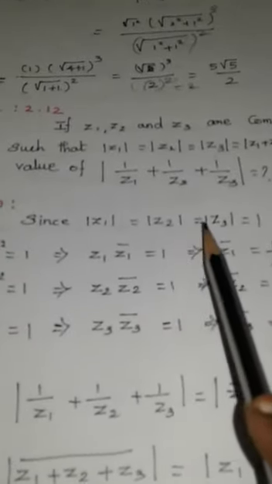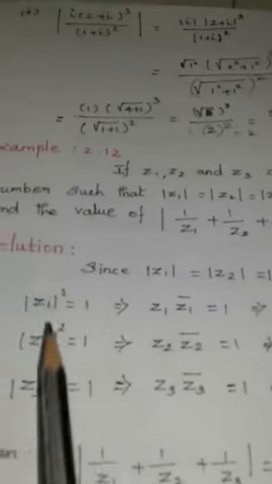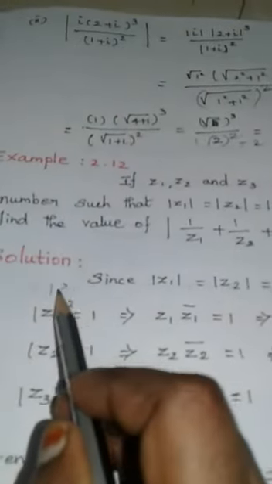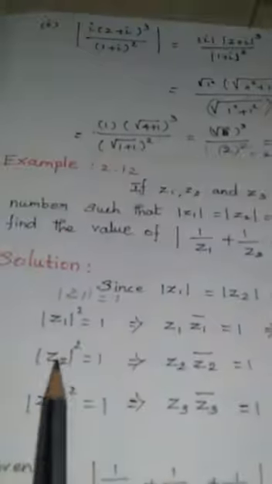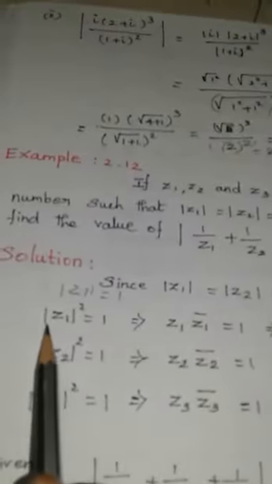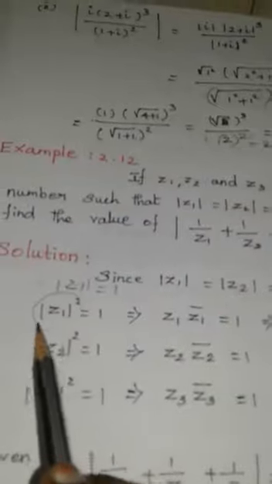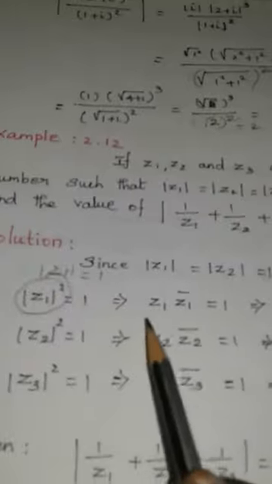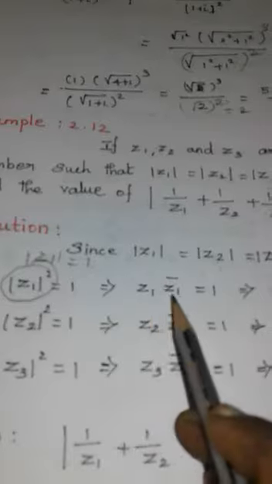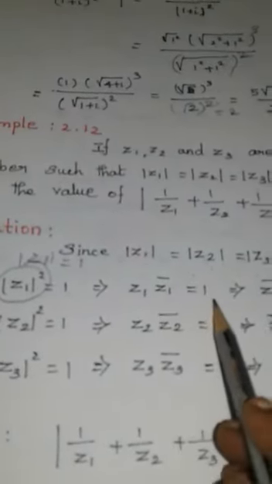that means modulus of Z1 is equal to modulus of Z2 is equal to modulus of Z3 equal to 1. Now each term is equal to 1. So modulus of Z1 is equal to 1. Squaring on both sides, modulus of Z1 to the whole square, 1 squared, equals 1. I replace this value in our property: modulus of Z1 squared is equal to Z1 into Z1 bar, which is equal to 1.